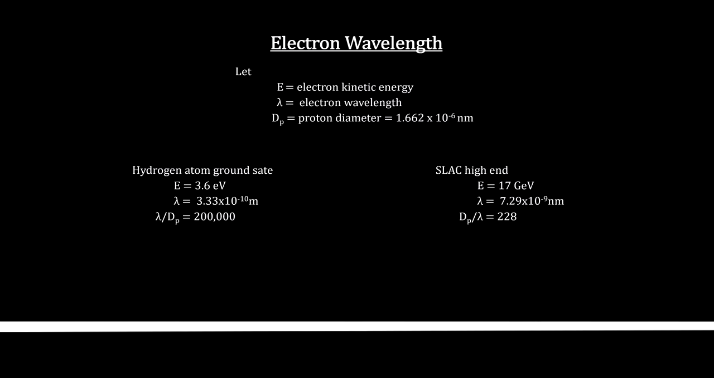SLAC accelerates electrons to greater than 99.999% of the speed of light, creating a wavelength for the electron that ranges from 2 to 200 times smaller than the proton.